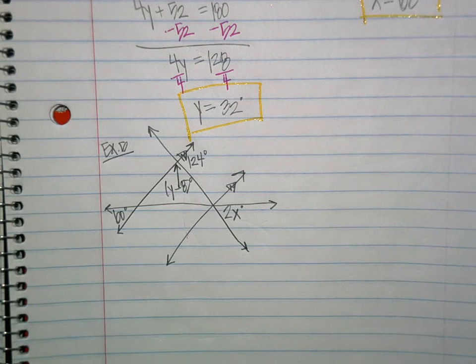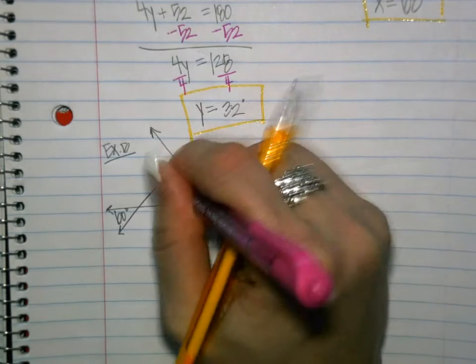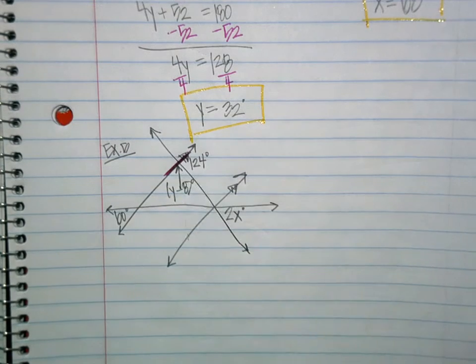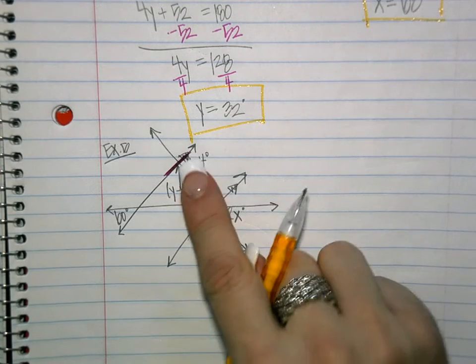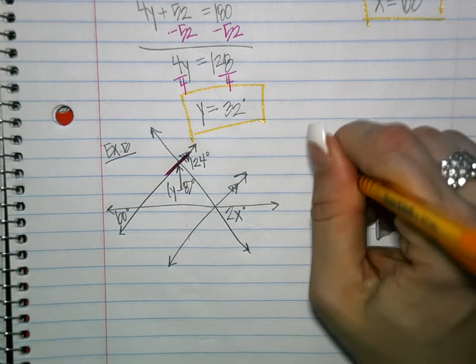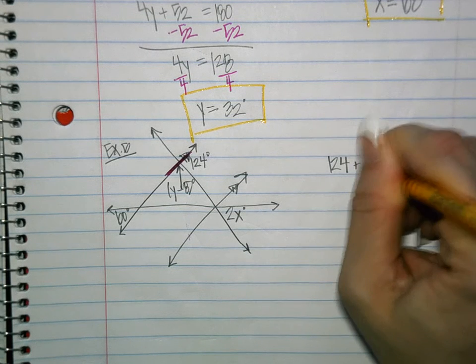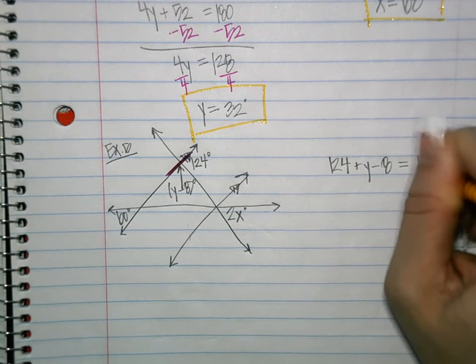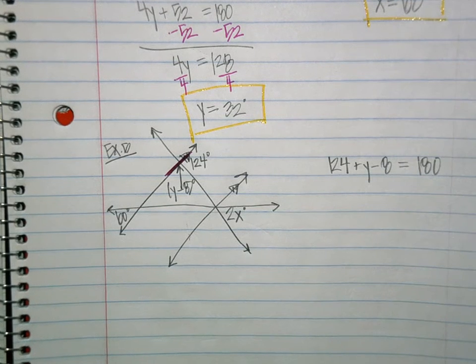Okay, so the first relationship I would look at is this one right here. What makes a straight line, right? So if this makes a straight line, that means 124 plus y minus 8 is equal to 180, right? Because those are supplementary. Combine your like terms.